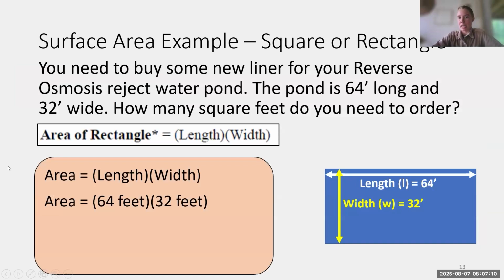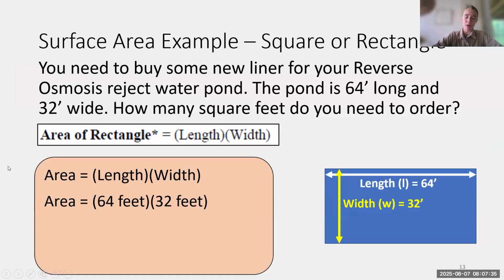So let's look at a surface area example. We're going to start with a square or a rectangle. So say you need to buy some new liner for your reverse osmosis reject water pond, perhaps we could say a lagoon, since y'all are wastewater. Oh no, you all are water folks, so this is good. The pond is 64 feet long and 32 feet wide. How many square feet do you need to order for this pond?